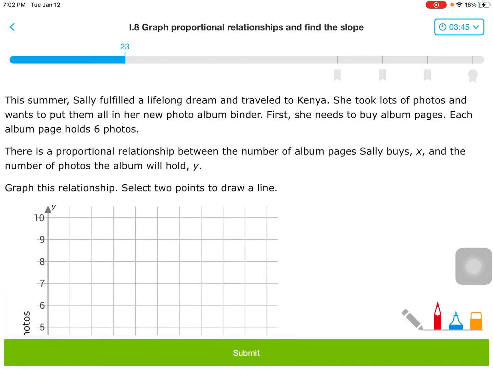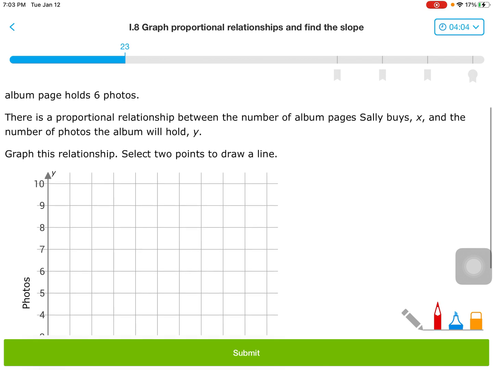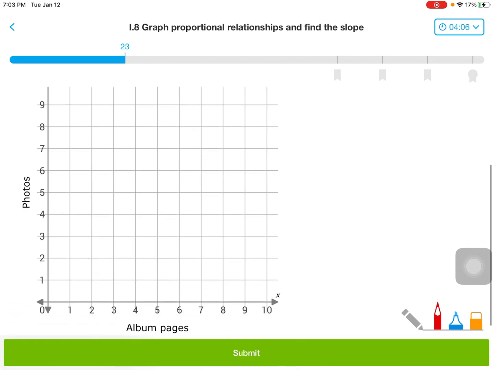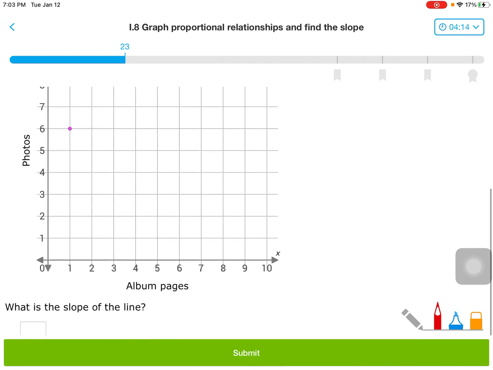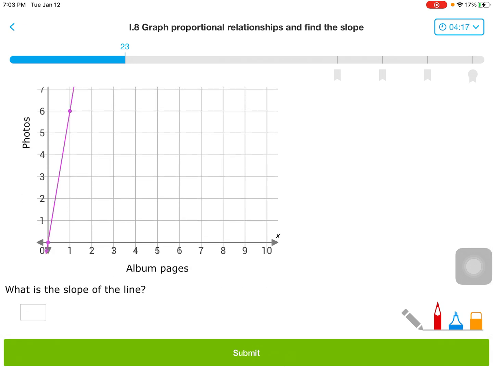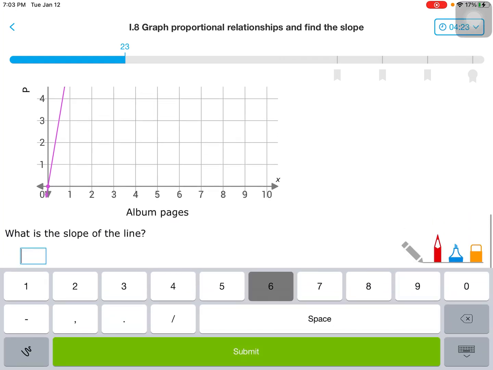All right, so this summer, Sally fulfilled a lifelong dream and traveled to Kenya. She took lots of pictures and wanted to put them all in her new photo album binder. First, she needs to buy album pages. Each album page will hold 6 photos. So, assuming this is proportional, if I have 1 page, it's holding 6 pictures. If I have 2 pages, it would be holding 12. If I have no pages, that's holding 0. So to go over 1, how many have I gone up? 6.